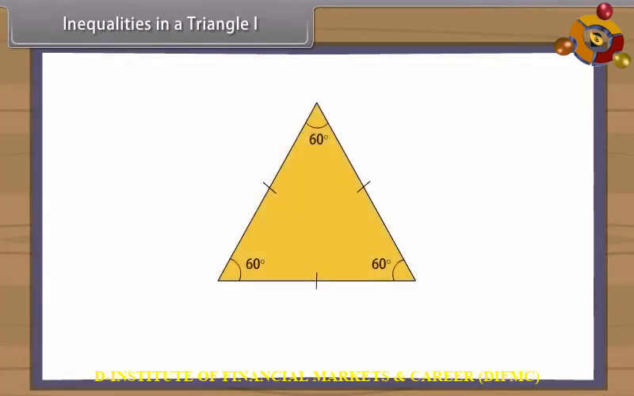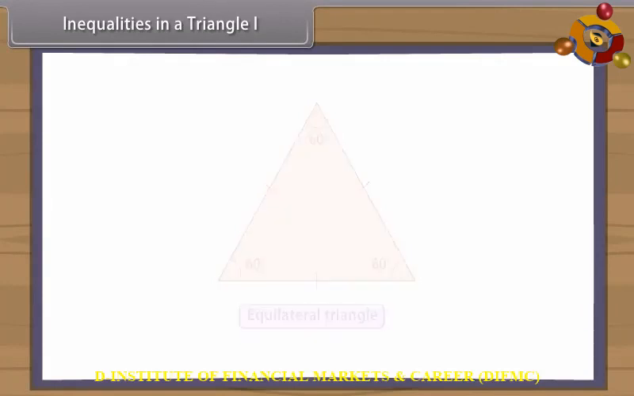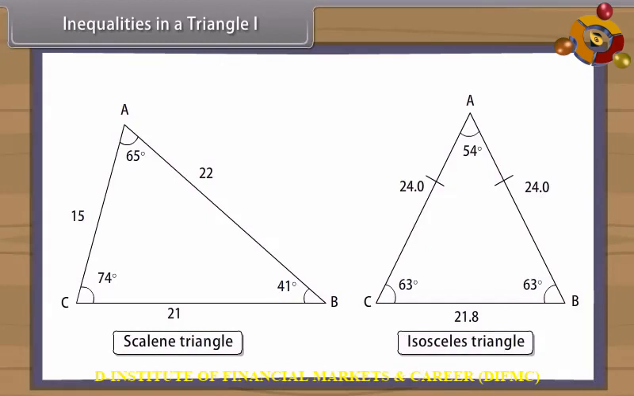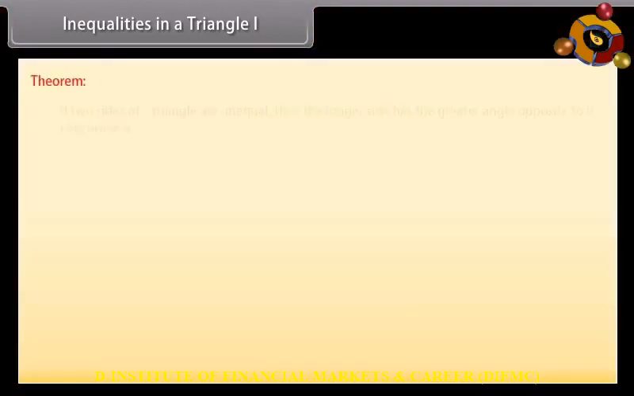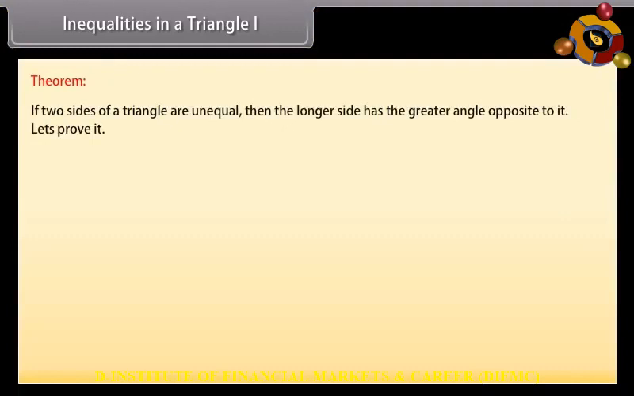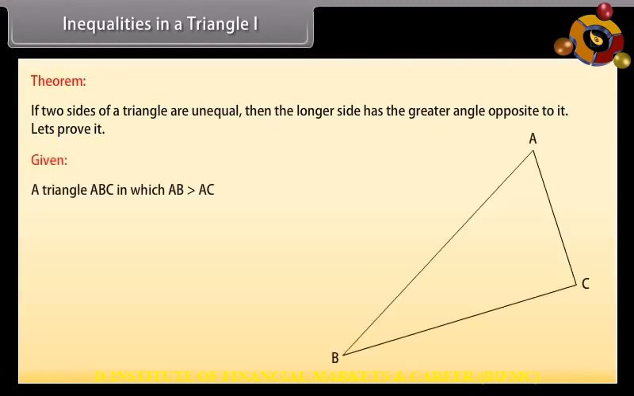Inequalities in a triangle 1. We have learnt the relationship between sides and angles of a triangle when they are equal. We shall now study some relations among sides and angles of a triangle when they are unequal. Theorem: if two sides of a triangle are unequal, then the longer side has the greater angle opposite to it. Let's prove it. Given is a triangle ABC in which AB is greater than AC. We have to prove that angle ACB is greater than angle ABC.